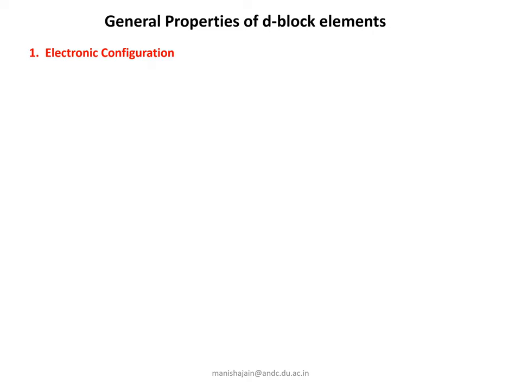So let's now talk about the general properties of the D block elements or transition elements. The first one which we will discuss in this category will be the electronic configuration of these elements. They all have the inert noble gas core, followed by the (n-1)d1 to 10 and ns2 configuration. This is a general electronic configuration for this group of elements, though we will observe some exceptions, some deviations from this general configuration.